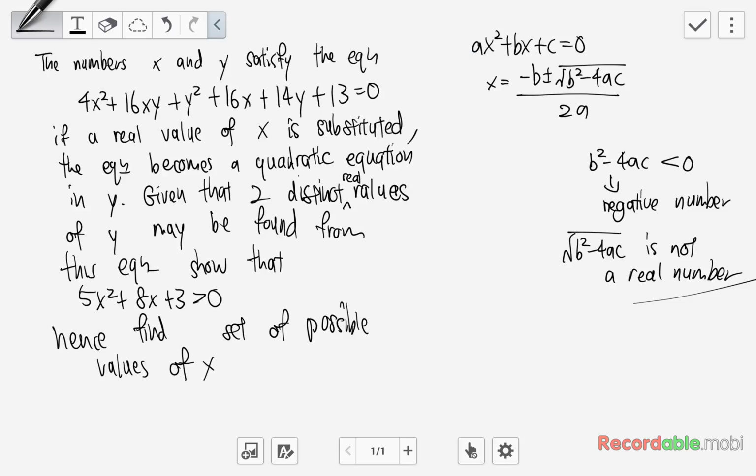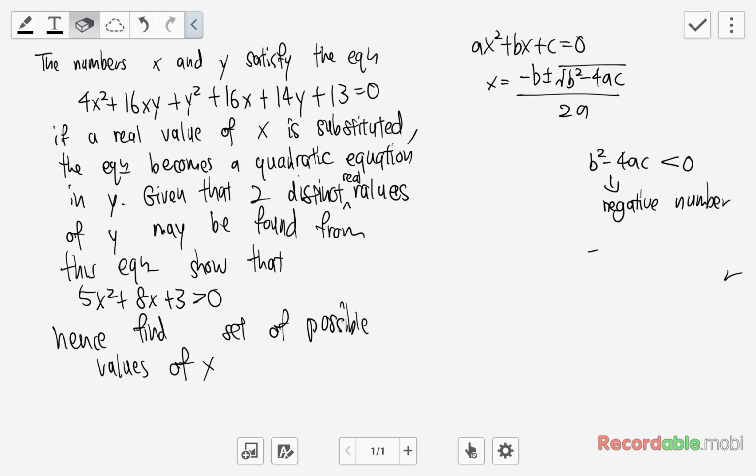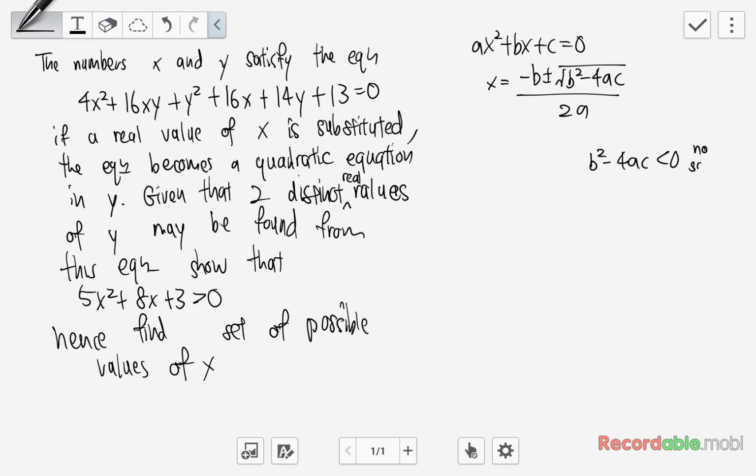You could get a complex solution for this equation, but you will not get a real number solution of x. So now, what if my b squared minus 4ac is greater than 0? We have two real solutions.